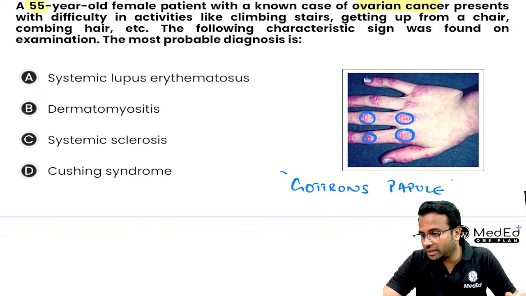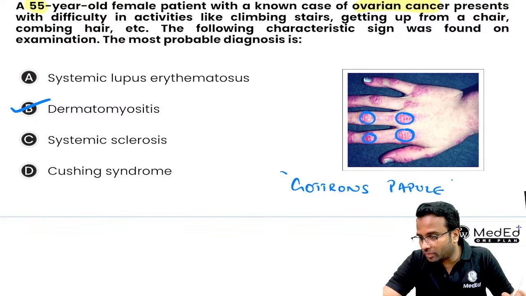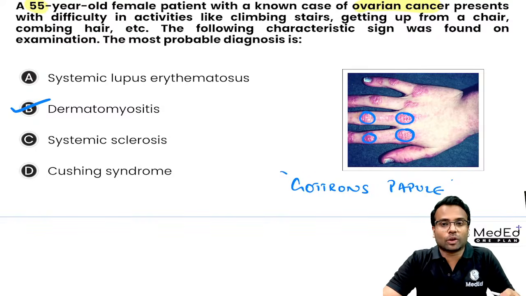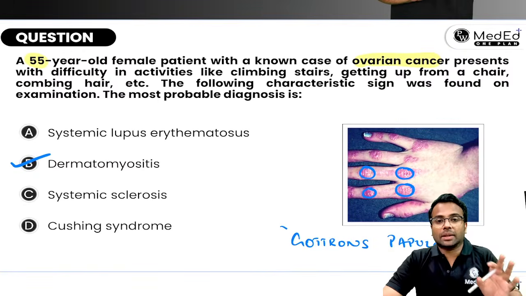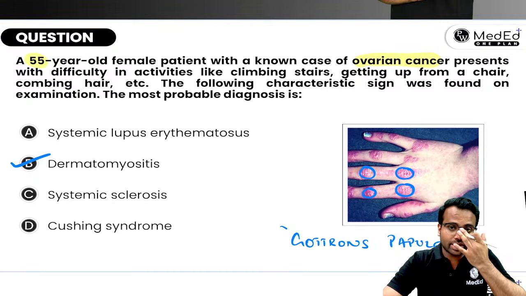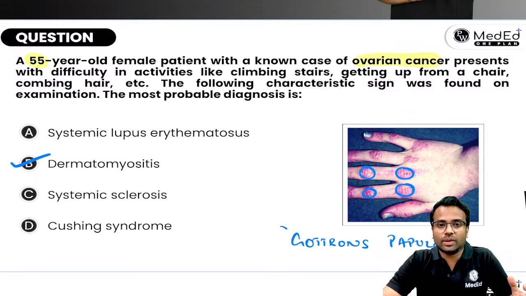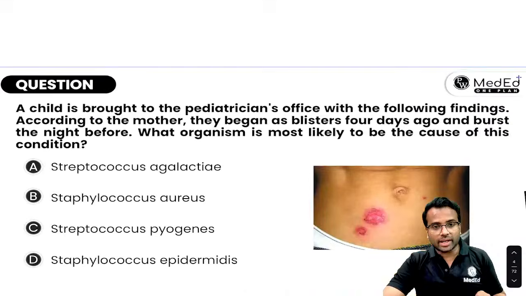Very good. I'm getting the answer as B, and B is the correct answer here. So that is going to be dermatomyositis. Please remember, this is a case of dermatomyositis. The mention of ovarian cancer here is because dermatomyositis is a disease which can be associated with various malignancies, right? So here the question shows ovarian cancer. Now moving to the next one.